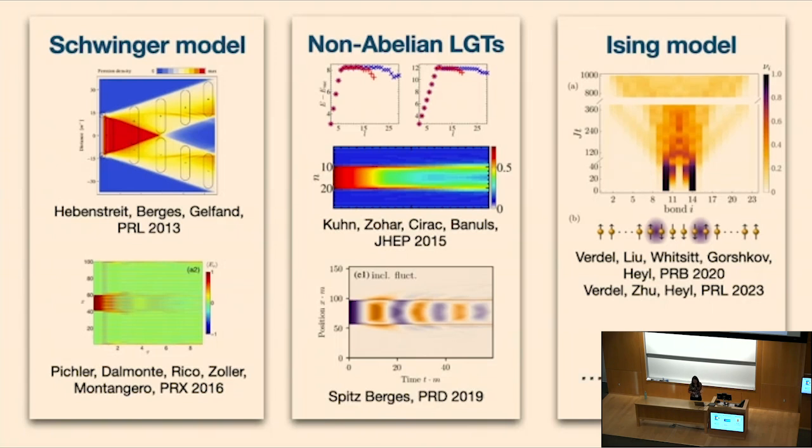And in fact, what I will talk about today is precisely one of these models. I will talk about the Ising spin chain in one dimension.